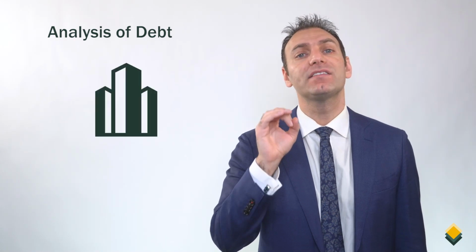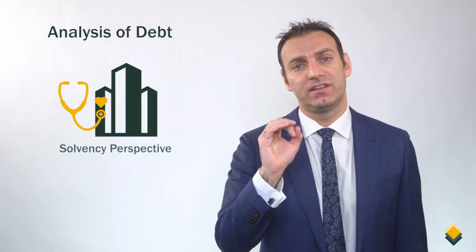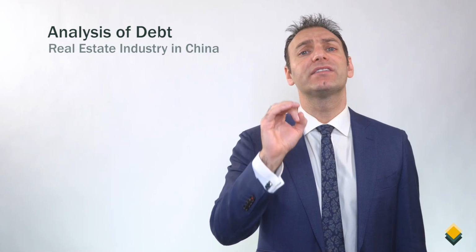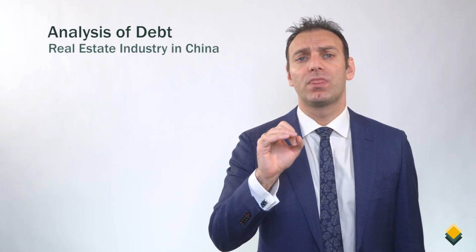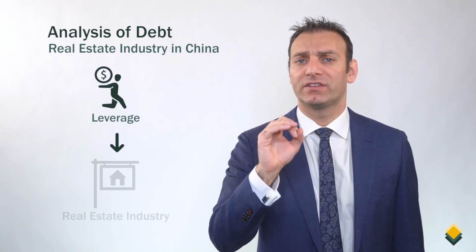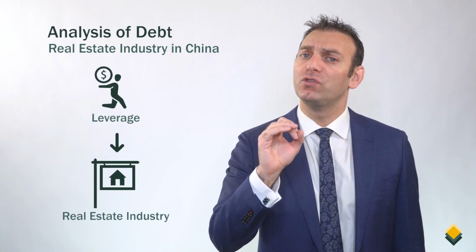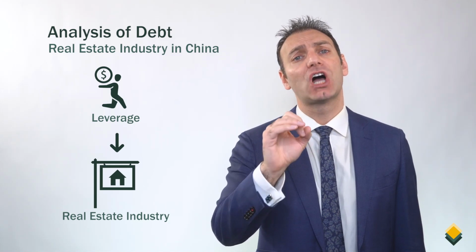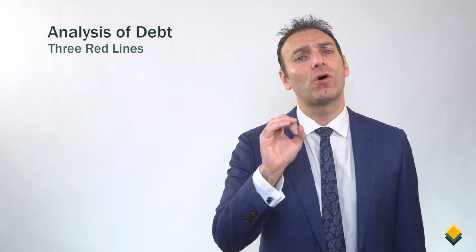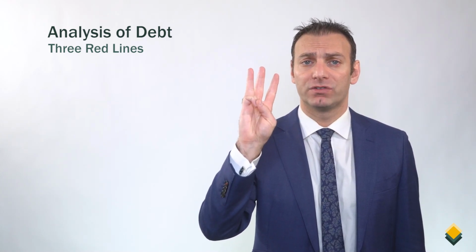Now, to do so, investors should look at various ratios to make sure that the company is healthy from a solvency perspective. While these ratios can vary, why don't I give you an example using the real estate industry in China? The Chinese government was concerned with the leverage used in the real estate industry. In an effort to force deleveraging, China implemented policies called the 3 red lines that focused around three ratios.